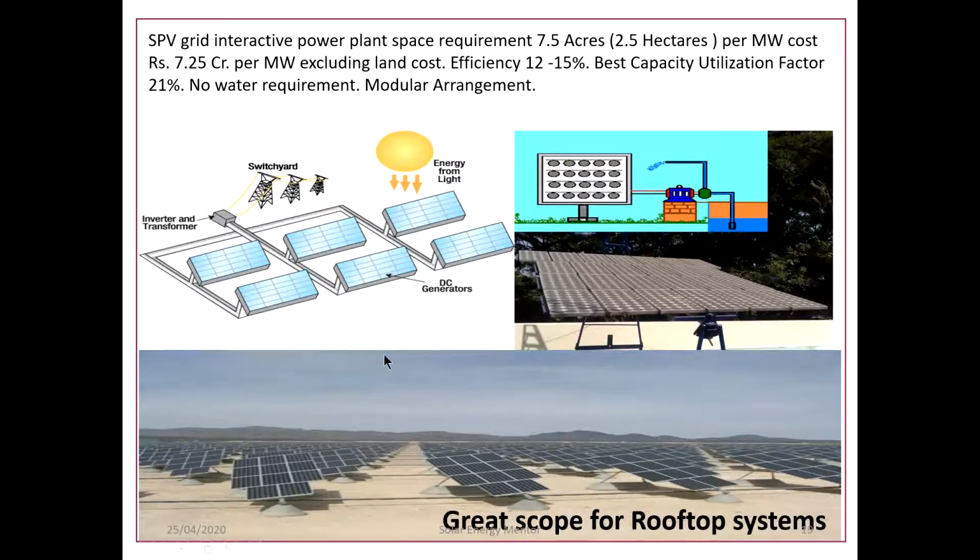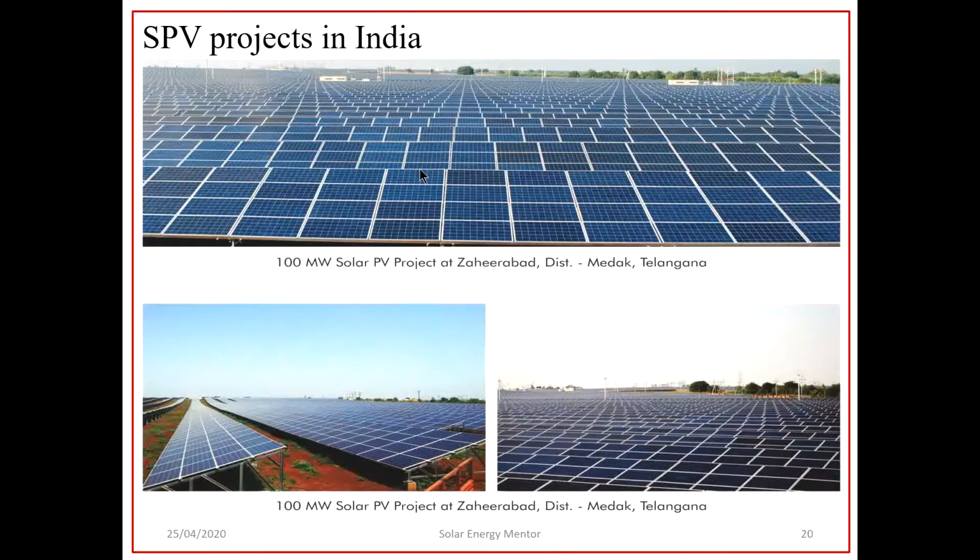The major advantage of solar photovoltaic power plants is that there is no requirement of water. They need no water. And the installed capacity of the power plant can be added by modular arrangement. You can go on adding the number of modules, and the rating of the power plant can be increased.